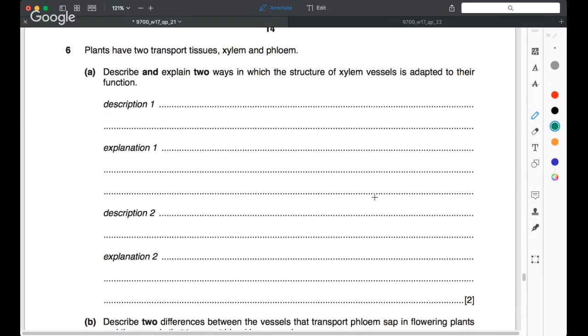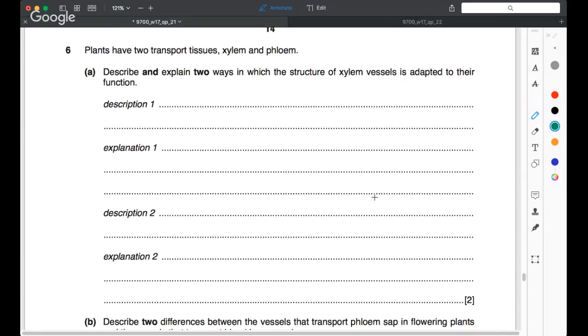You talked about lignin. Other than the function that you mentioned, it also has a waterproofing effect, to prevent water loss. You can talk about pits. Yeah, go on, tell me about pits. So they're regions of the xylem vessel without lignin, which allows water to move out of the xylem. Good, yeah, to supply water to the surrounding cells.